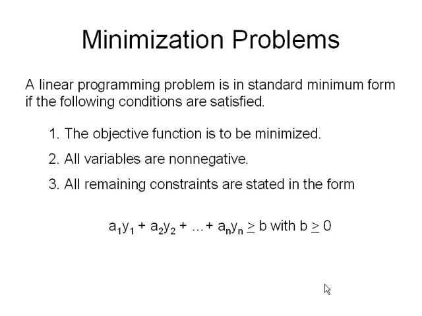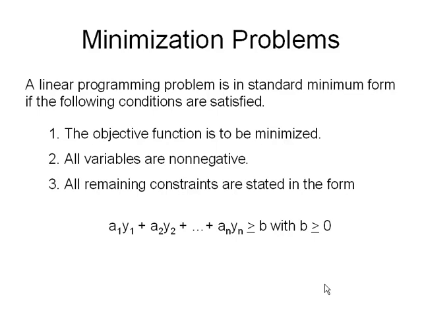We're going to talk about the standard minimization problem. A linear programming problem is in standard minimum form if the following conditions are satisfied. First of all, the objective function is to be minimized. Second, all variables are non-negative. And third, all the remaining constraints are stated in a specific form.